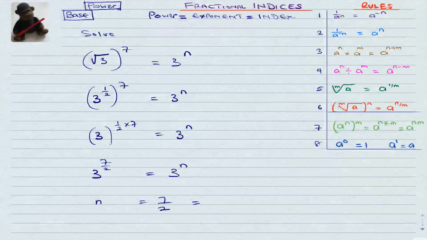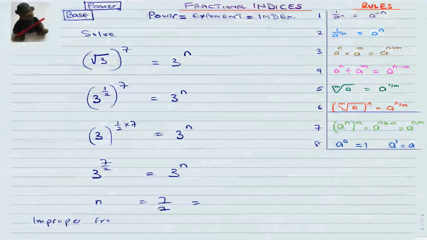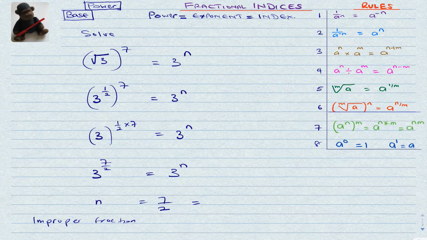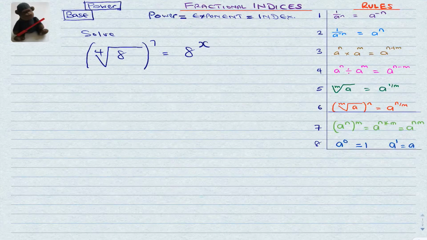This is an improper fraction. 7 over 2 is an improper fraction, so we need to turn it into a mixed fraction. How many 2s go in 7? That will be 3. 3 times 2 is 6. The difference between 6 and 7 is 1. So you go 1 over 2. So the answer is n equals 3 and 1 over 2. That's a question solved.